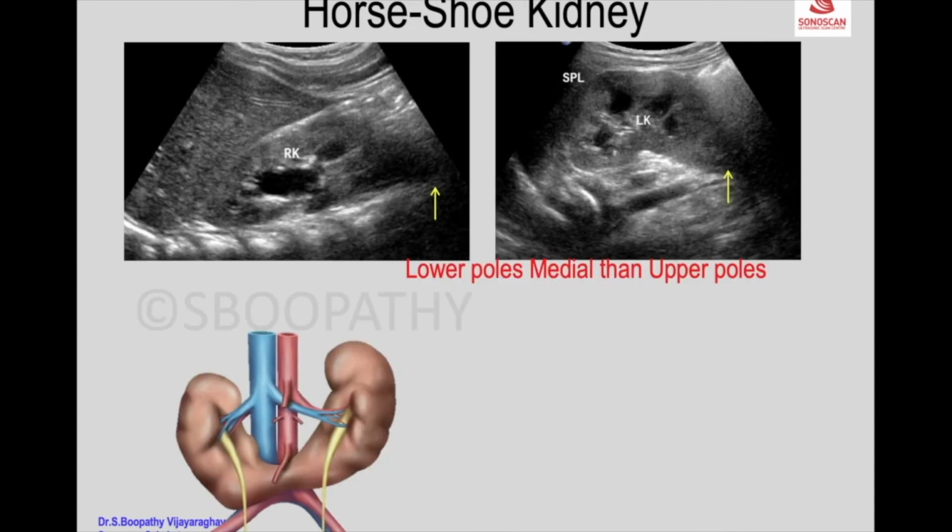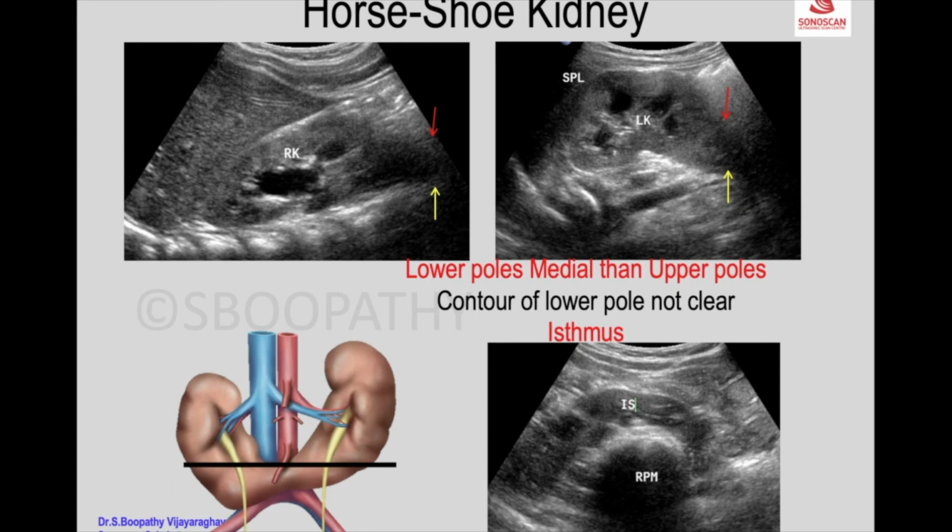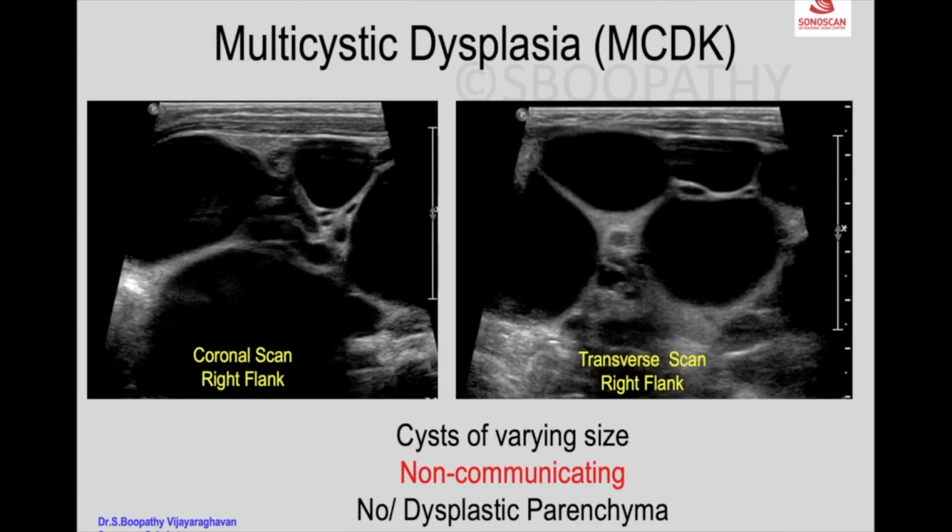That is a clue for horseshoe kidney. And again, the contour of the lower poles is not clearly made out. So that is again a second pointer to horseshoe kidney. Then you do a transverse scan of the retroperitoneum to look for the isthmus of the horseshoe kidney anterior to the aorta and IVC in the retroperitoneum. So these are classical features of horseshoe kidney.